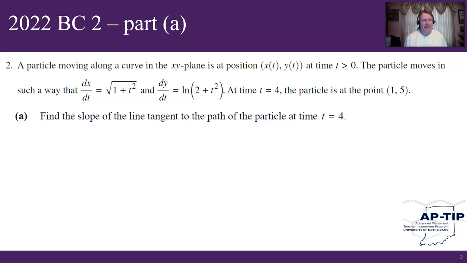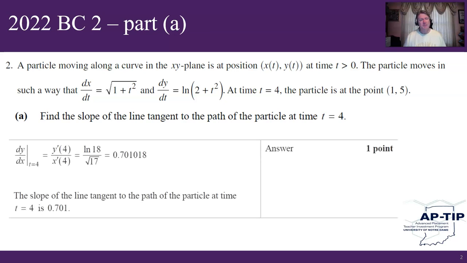And part A presented the students with the directive to find the slope of the line tangent to the path of the particle at time t equal 4. So it's a very traditional BC particle motion beginning free response type question here. And the very first part here is only worth 1 point. And it's pretty cut and dry how this would be scored.